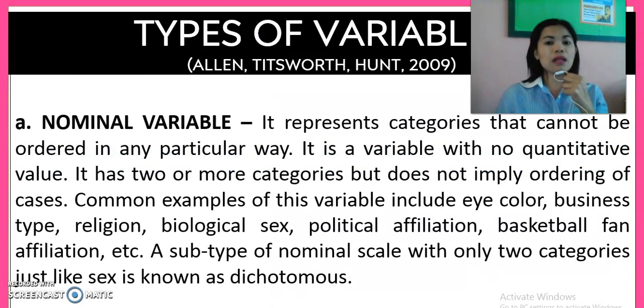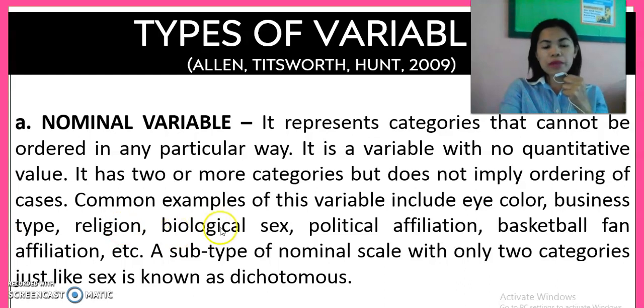Okay, then under discrete variables are the following. Let's start with nominal. When we say nominal, these are categories that cannot be ordered in any particular way. There is no order in the variable. It is a variable with no quantitative value, and it has two or more categories but does not imply ordering of cases. So when you say nominal, it's just like a description of the variables, like eye color. You cannot order them, business type, religion. There is no quantitative value on them in which you can order them from highest to lowest, from greater to lesser, something like that.